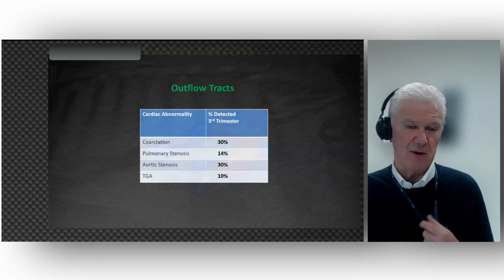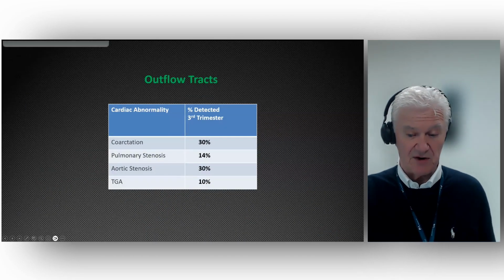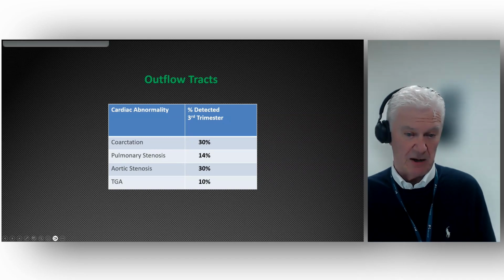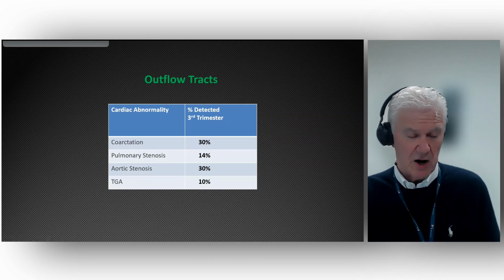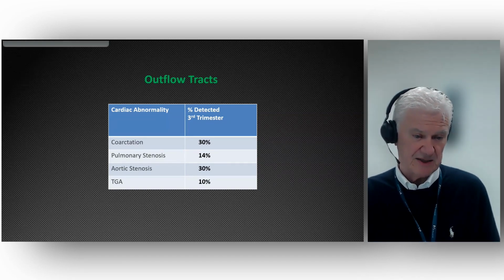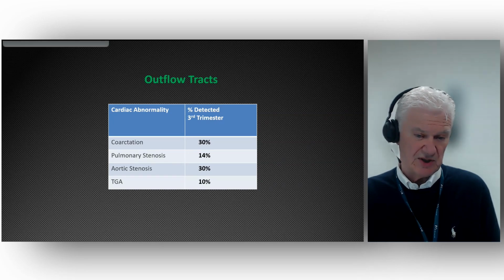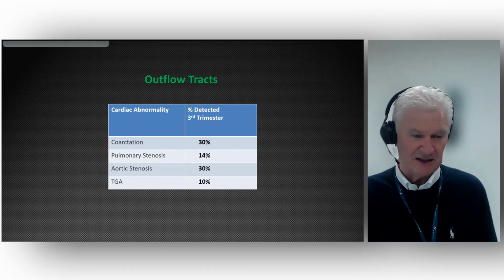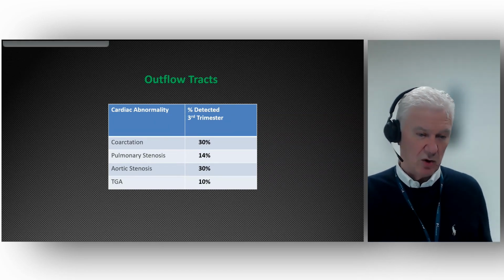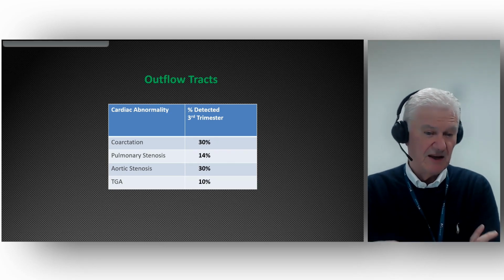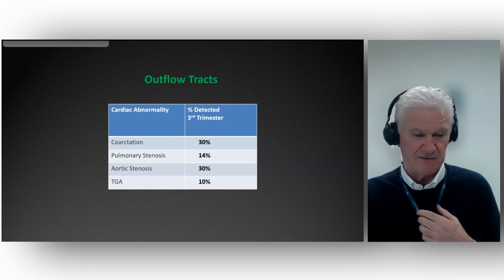Then I'd look at the abnormalities of the outflow tracts, and from the very original slide that I showed, these are the proportion of the anomalies that are picked up. So 1/3 of coarcs are picked up for the first time in the 3rd trimester. And then pulmonary stenosis, which is really a very disappointing figure, that we only pick up 15%, because most pulmonary stenosis are picked up after birth. And I think we can greatly improve on that figure.